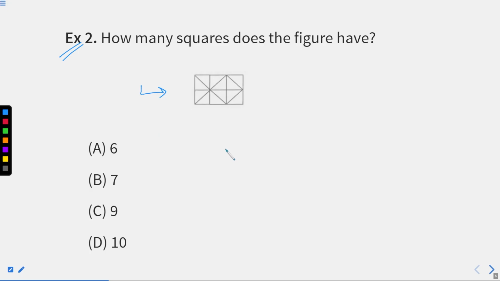So what you can do, this time you are not supposed to find the number of lines. This time you are supposed to find the number of squares in this figure. How can you do this? You can redraw this figure in an enlarged manner, and make sure this forms a square and this forms a square as well, right?